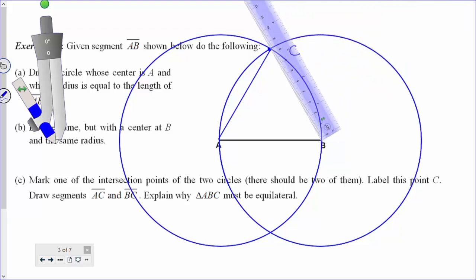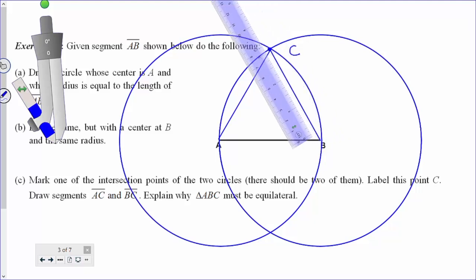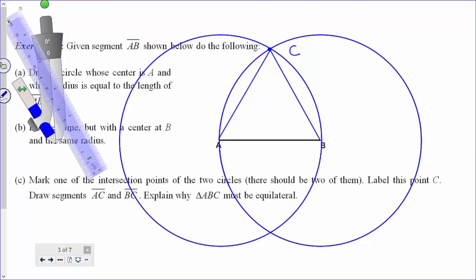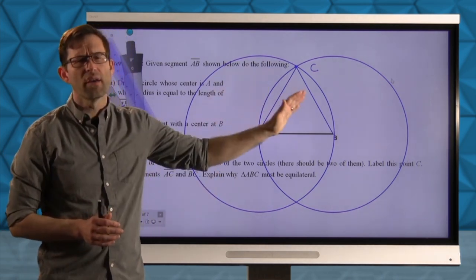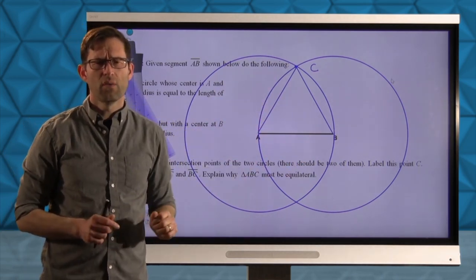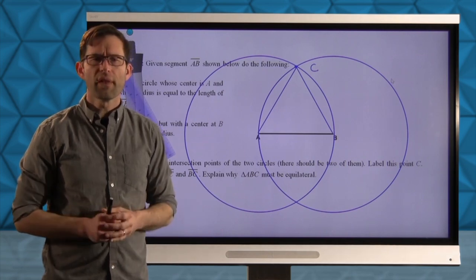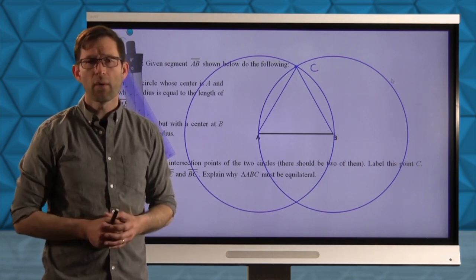Again, draw the segment in and get rid of my ruler. Okay, finally, explain why triangle ABC must be equilateral. Now again, we've actually done this construction, but it was way back in Unit 1. So let's think about that explanation. Take a moment and write down what you can.